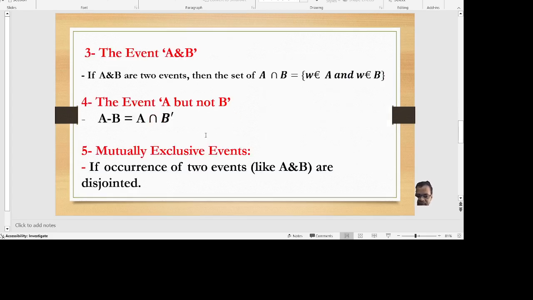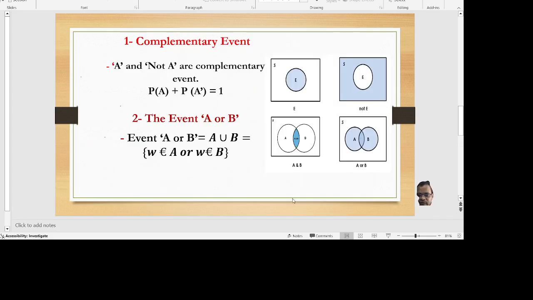The Venn diagram is very important. If you understand the Venn diagram, you can answer the questions properly. Then the mutually exclusive events. In mutually exclusive events, the occurrence of two events is disjoint. Suppose A and B are jointed, there are common points. If A is here and B there, and they don't have any common point, these are disjoint events.